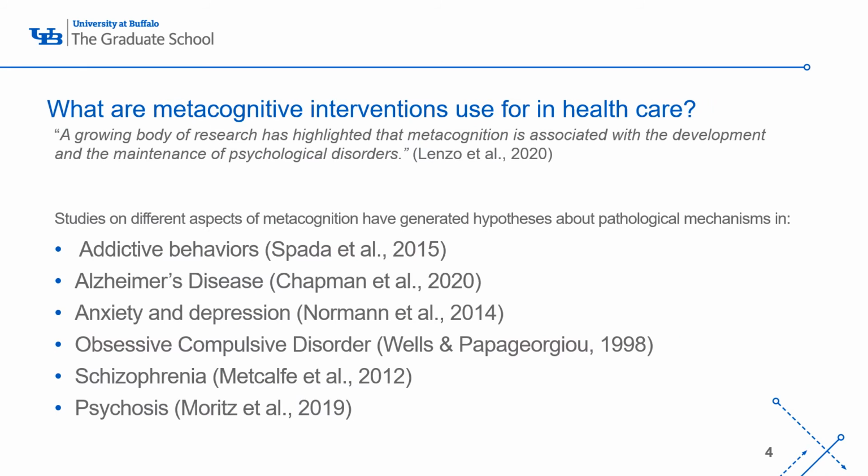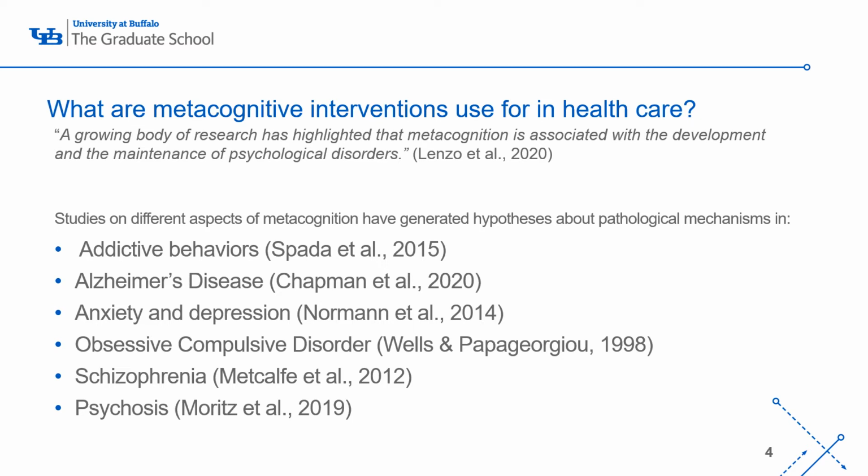Studies on different aspects of metacognition have generated hypotheses about pathological mechanisms in addictive behaviors, Alzheimer's disease, anxiety and depression, obsessive-compulsive disorder, schizophrenia, and psychosis. For disorders in which research has discovered a link between patients' symptoms and metacognitive processes, it is reasonable to conclude potential efficacy for treatments that target these processes.